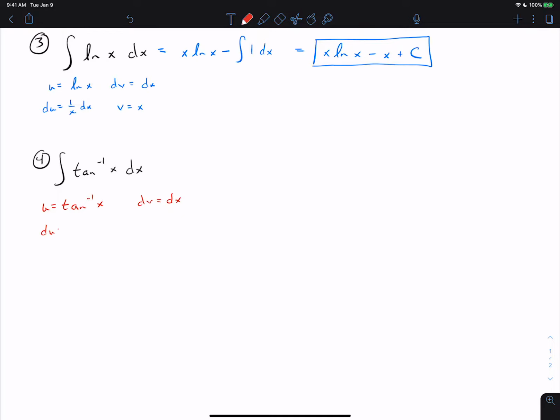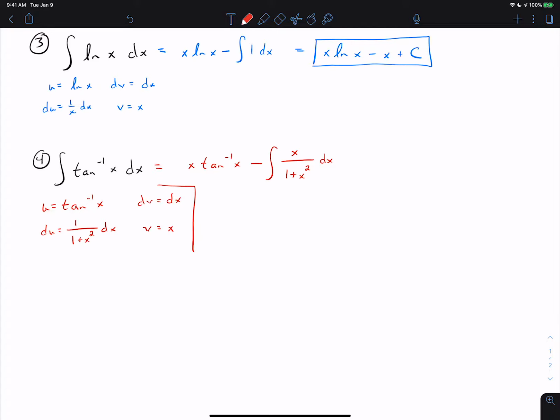And so if u is inverse tangent x, du is 1 over 1 plus x squared dx, and that is right because it's the derivative of inverse tangent x. If dv is dx, v is x. And so we do uv, so we get x inverse tangent of x minus the integral of v du. But when I multiply those together, I get x over 1 plus x squared and then dx.